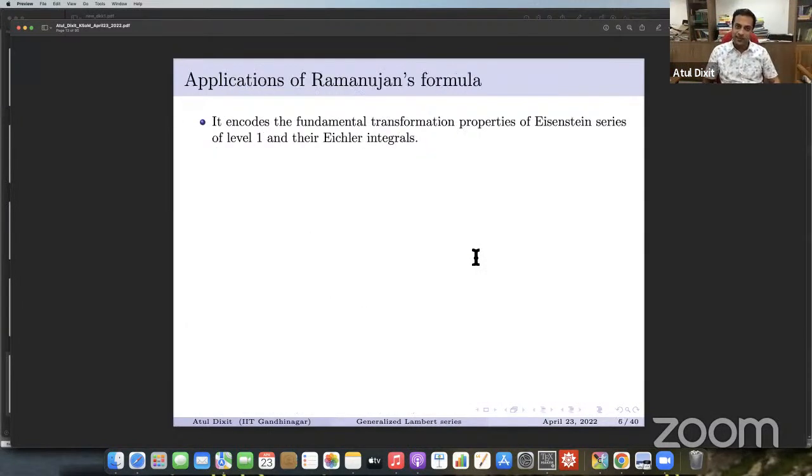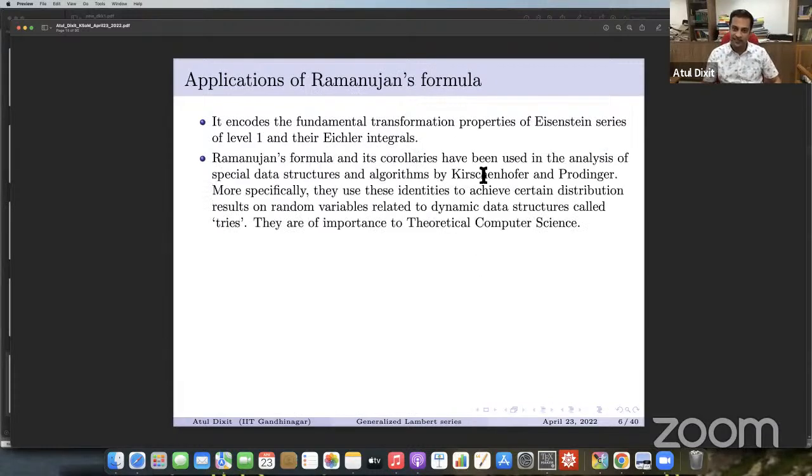Another thing is that there has been a paper by computer scientists, Kirschenhofer and Prodinger, where they have used it in the analysis of special data structures and algorithms. So basically, all these corollaries that I said, coming through Ramanujan's formula, they have used to achieve certain distribution results on random variables related to these data structures that they call tries. So theoretical computer science also has applications coming in from Ramanujan's formula.